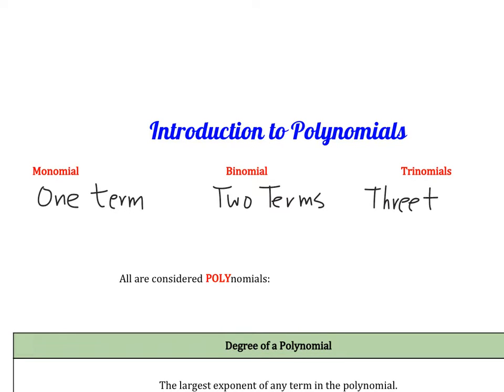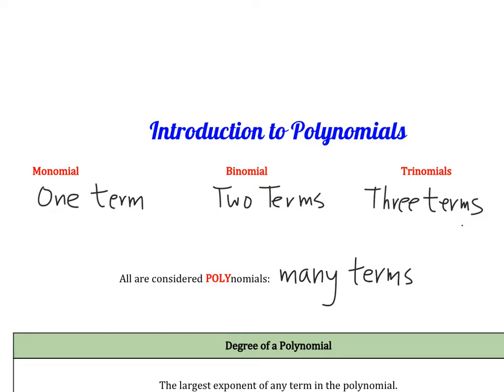And what I want to mention is all of these, monomial, binomial, and trinomial, they're all considered polynomial because the word poly means many. So we're going to go ahead and write that on the right-hand side. Polynomials means there are many terms. Okay, so a monomial will be considered a polynomial, a binomial is a polynomial, and so is a trinomial.